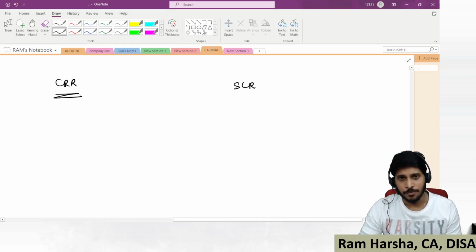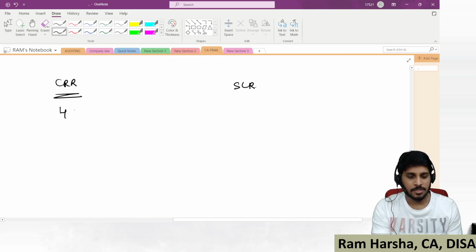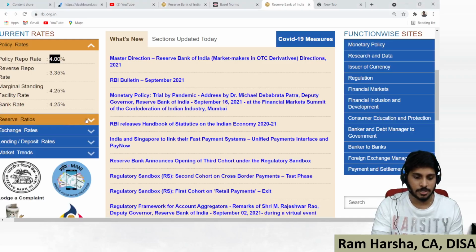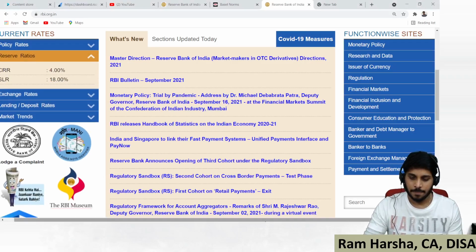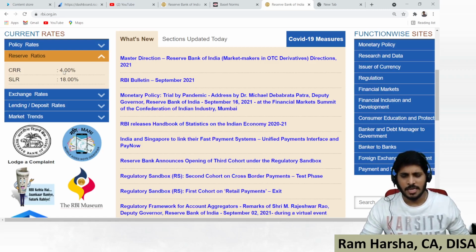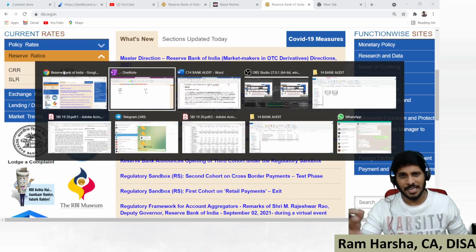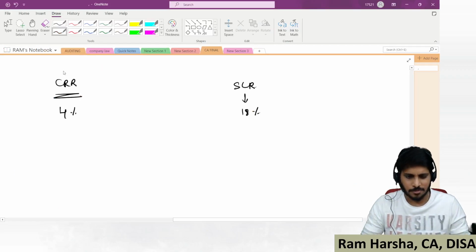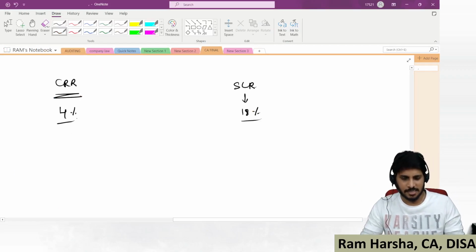CRR is a ratio. Right now CRR stands at 4%, and SLR stands at 18% as per the latest RBI rates. These will vary as per the monthly or quarterly monetary policy. They will be varying depending upon the RBI's need. They may change it or they may keep it constant. Depends. So that is CRR and SLR.